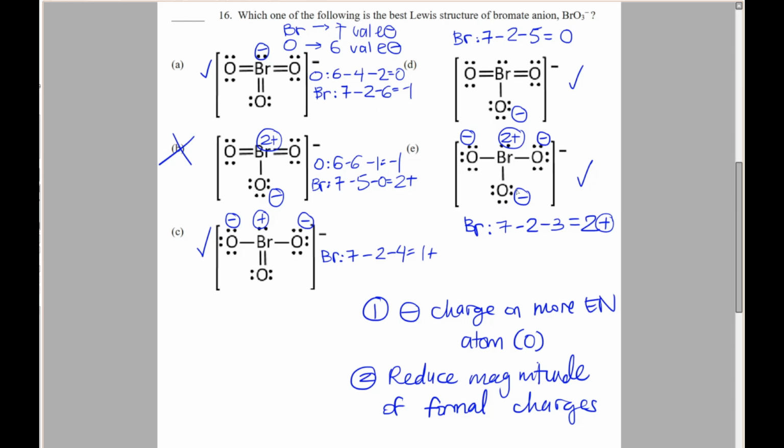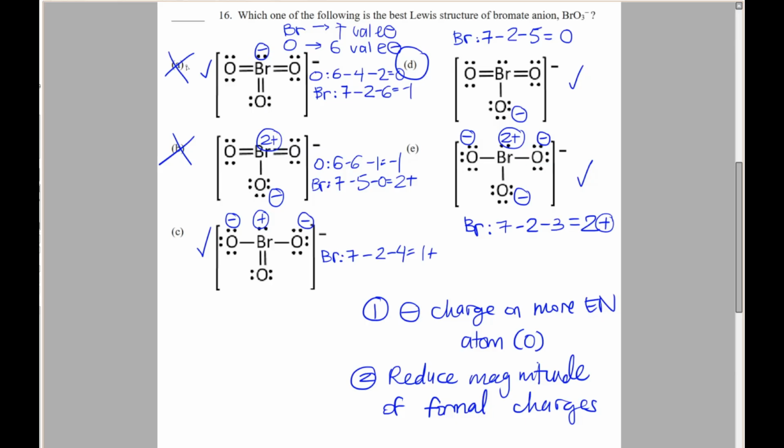And so that points us to answer choice D, because as you can see, if we go down the list again, for A, we have the lowest amount of formal charges just as much as D because we only have this -1 charge. However, in A, it's on the bromine, which is a less electronegative atom. So that's not going to be the preferable Lewis structure.